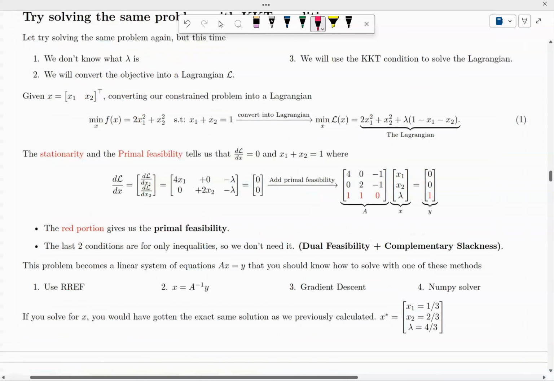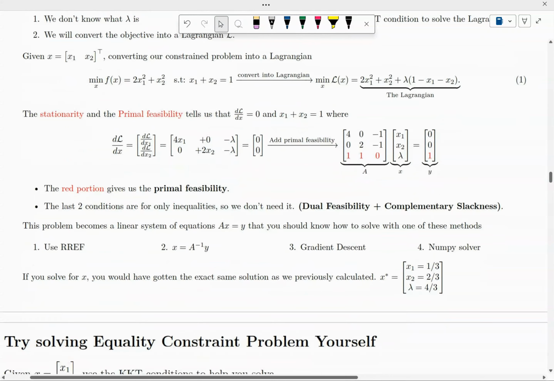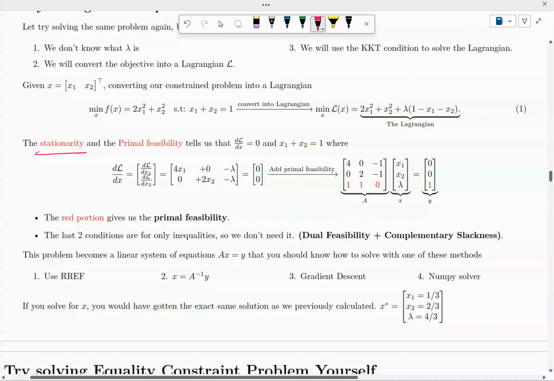So this is our problem. And remember, after we convert it into a Lagrangian, over here is the equality constraint, over here is the original objective function that we're trying to minimize, and over here is the Lagrange multiplier. We don't know what this is, we don't know what this is, we don't know what this is. How do we go about it? Well, the first thing we do is use the stationarity and the primal feasibility.